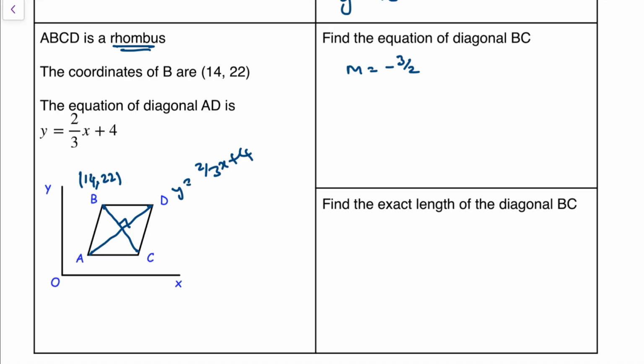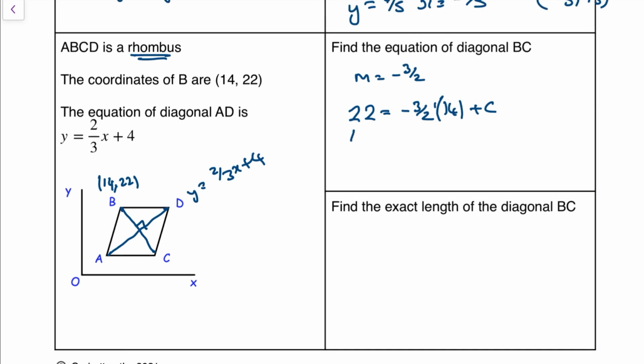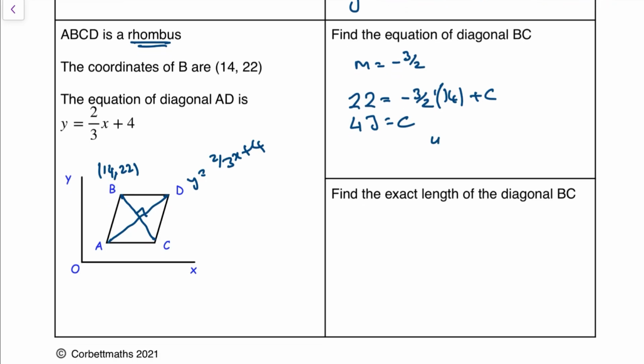And it's going through the point B, so therefore I know I can use the point 14, 22, which means that 22 equals minus 3 over 2 times the x value, which is 14, plus c that I don't know. Let's do this carefully. So 14 divided by 2 is 7, times minus 3 is minus 21. Add 21 to both sides gives me 43. So c, not a very nice number, but c is 43, which means my equation of BC is minus 3 over 2x plus 43.